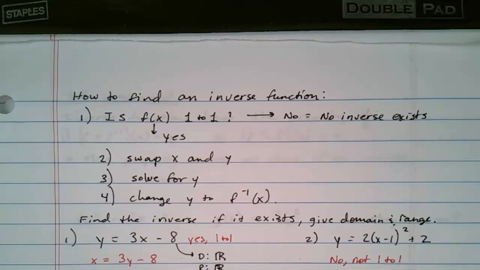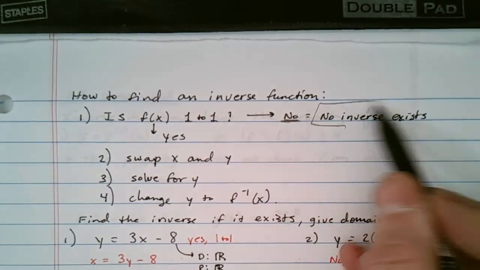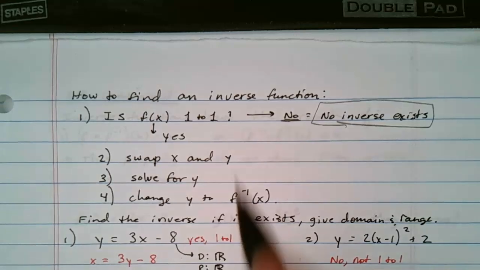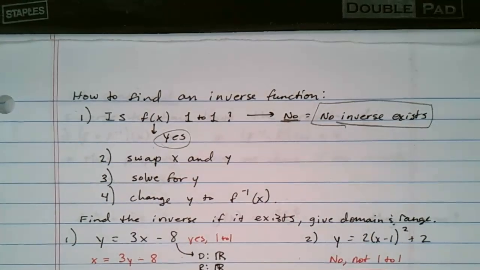Step 1 is: is the function 1 to 1? If the answer is no, then your answer is no inverse exists, and you are done with that problem, period. If the answer is yes, we move on to step 2. We're going to swap x and y. We're going to solve for y. And then at the end, we're going to change y to f inverse of x.